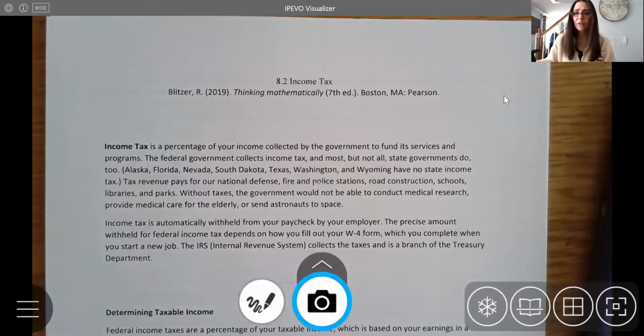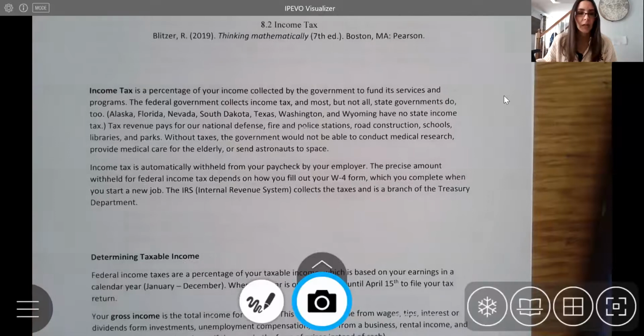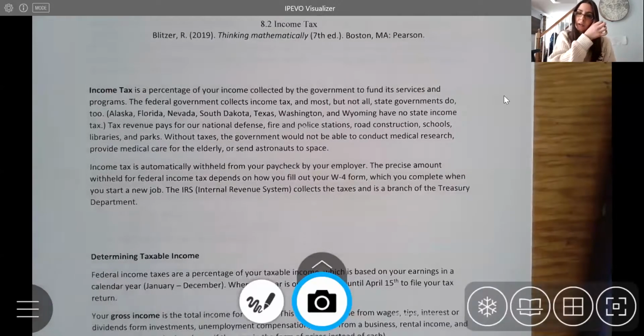So first of all, what is an income tax? An income tax is a percentage of your income that's collected by the government to fund its services and programs. So part of what you make, when you get paid, some of your paycheck gets taken out for taxes. And there's different kinds of taxes. They get taken out and they go to help pay for things like schools and police and firefighters and road repair and so on. So they go towards a lot of wonderful things. Even though we don't like losing our money, they do come back to us in other ways.